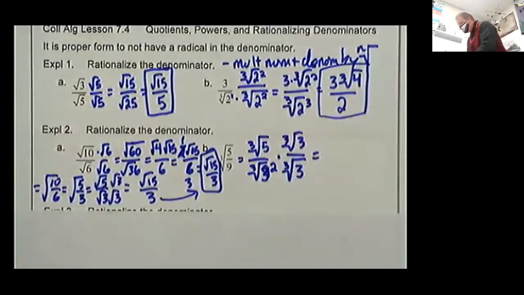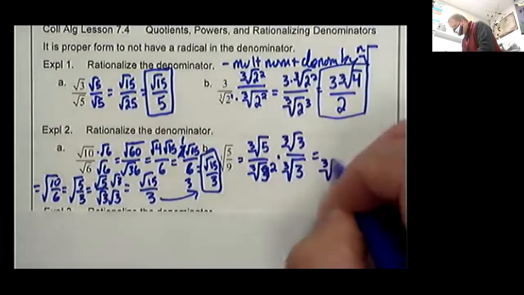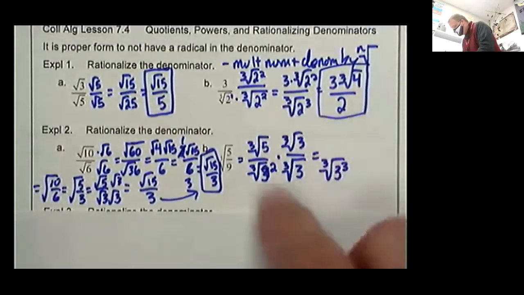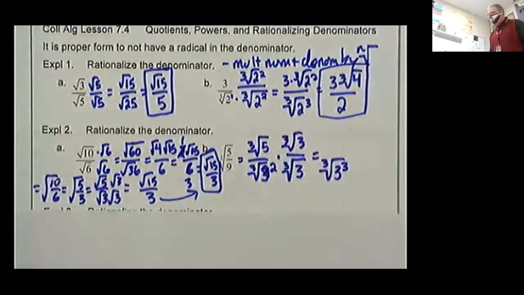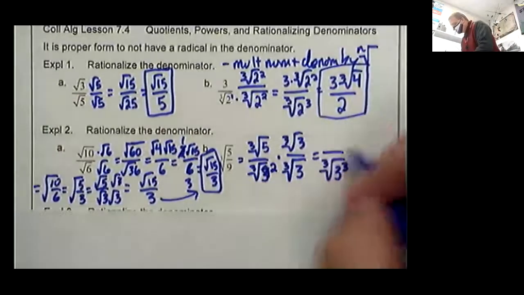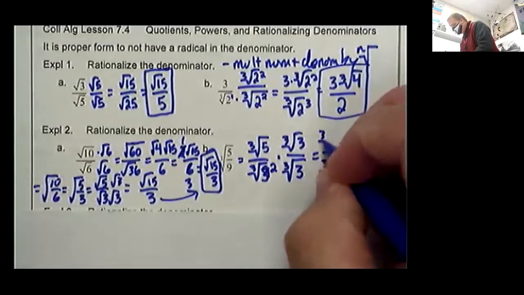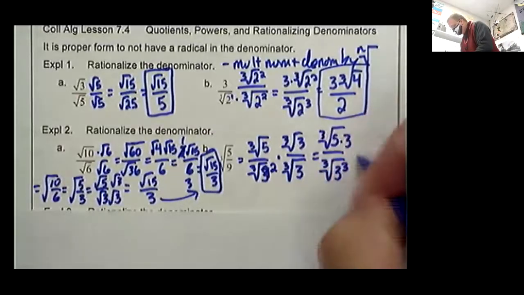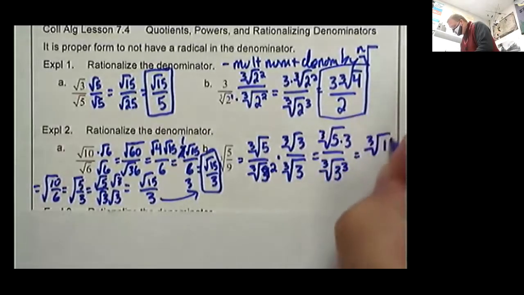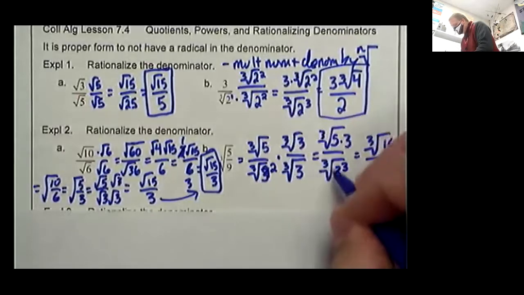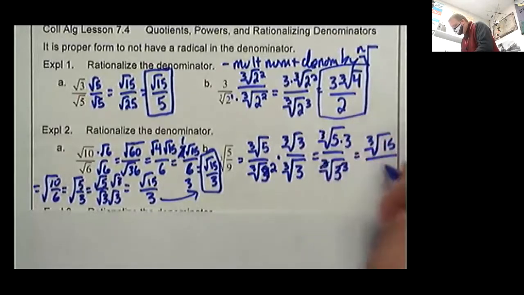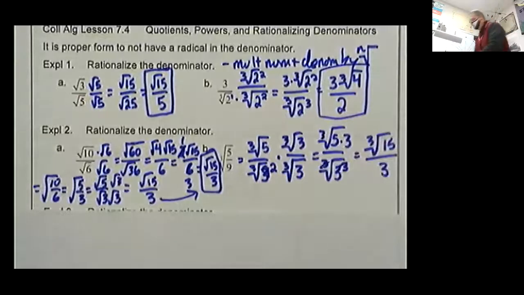So in our denominator, we get a cubed root of 3 cubed, right? 3 squared times 3 is 3 cubed. In the numerator, we have the cubed root of 5 times 3. That's going to be a cubed root of 15 over the cubed root of 3 cubed. The cubes cancel, leaving just a 3.